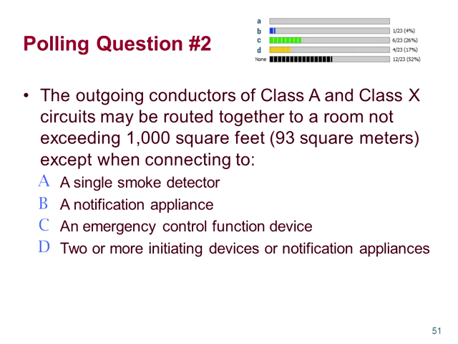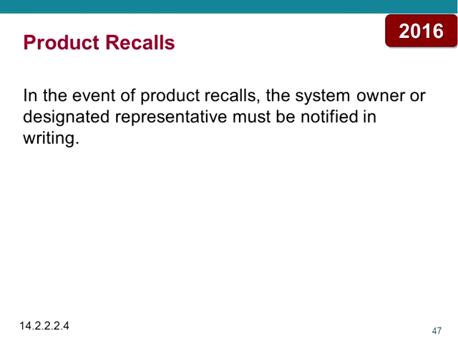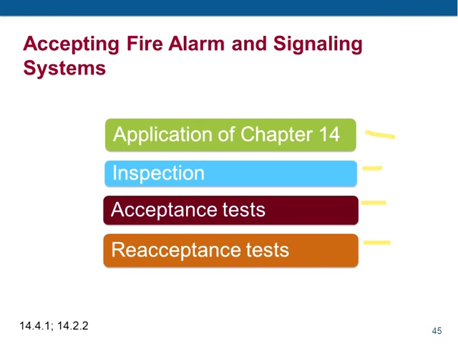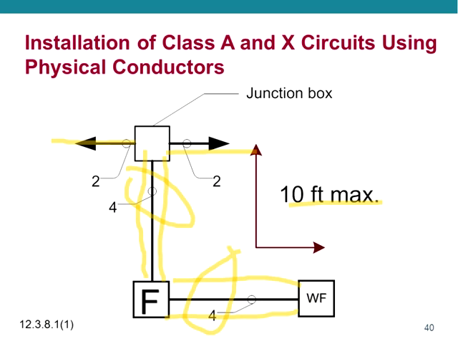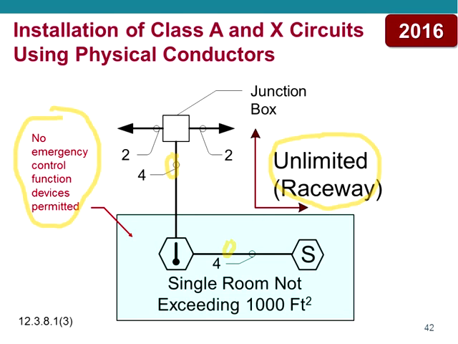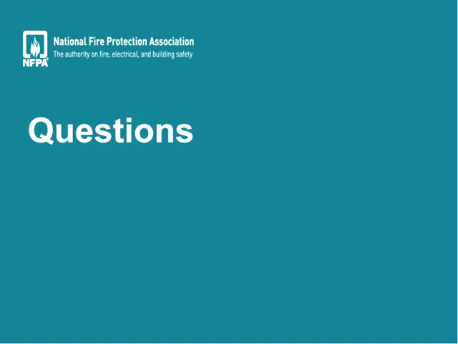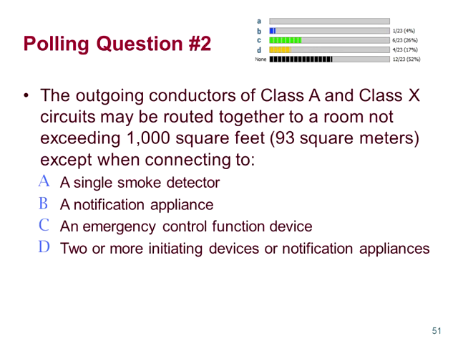Okay. And the correct answer is C, as in Charlie, an emergency control function device. And we covered that quite a ways back, actually. Let me take you back. It was right here on slide 42. No emergency control function devices are permitted under this particular exception. So the correct answer is C, as in Charlie.